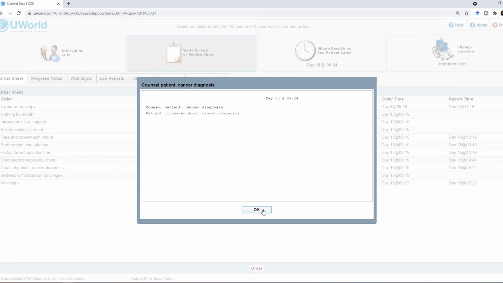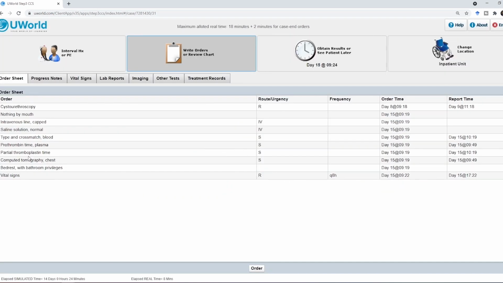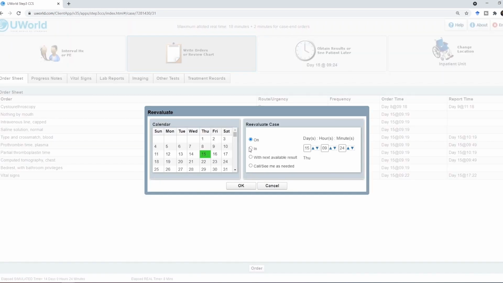The patient consulted about cancer diagnosis. So as another option, instead of clicking with next available result every time, you can just look when is the CT scan report time, and we can advance the clock to that time. So it's going to be after around half an hour. So we can just go and click within 30 minutes here.